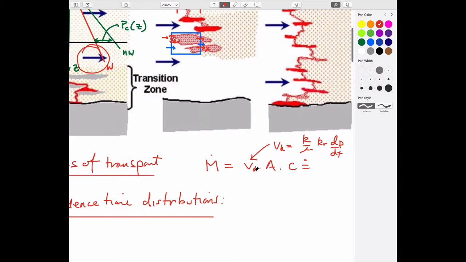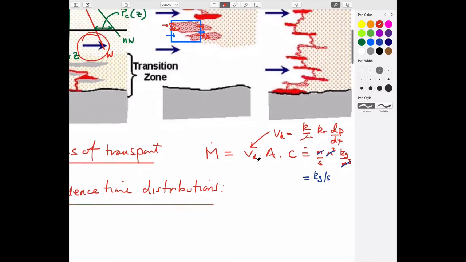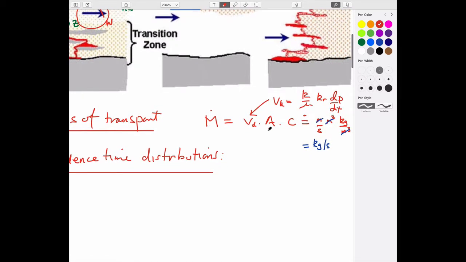And if you look at the units of this, Darcy's velocity is in meters per second, cross-sectional area is in meters squared, and concentration is in some mass per unit volume. And so out of these, the length units disappear, and we have a loading in terms of mass per unit time. So simply we'd like to be able to figure that one out. And we can probably do that so long as we can calculate what Darcy's velocity is.